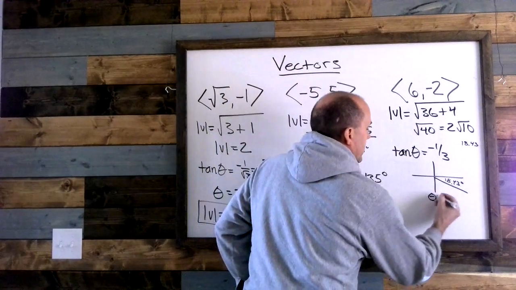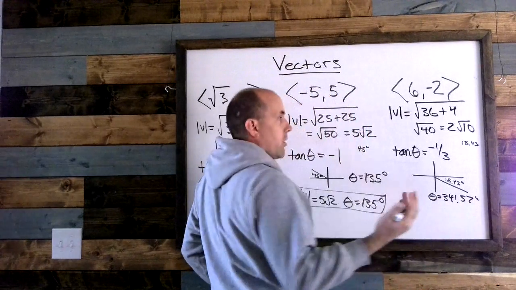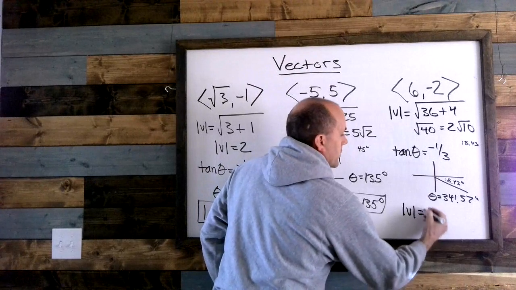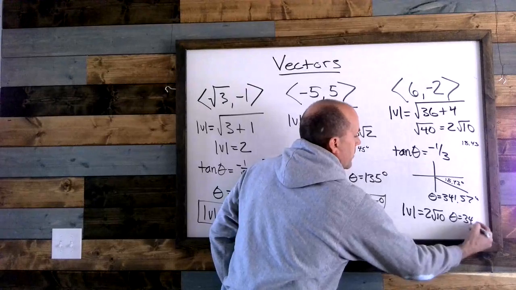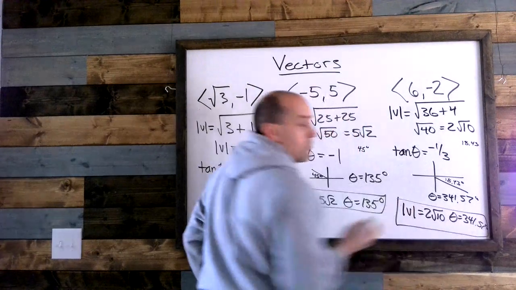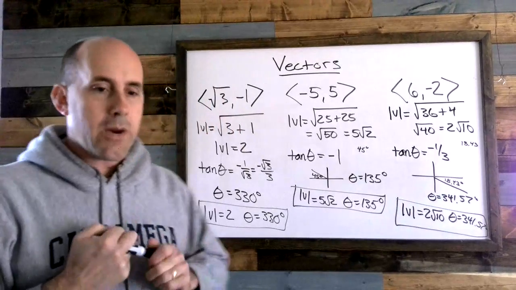So theta is equal to 341.57 degrees. Or, if I write the whole answer, the magnitude of the vector is 2 roots of 10, and theta is equal to 341.57 degrees. Sorry if I kind of ran out of room over there, but you kind of get the idea. And there we have it.